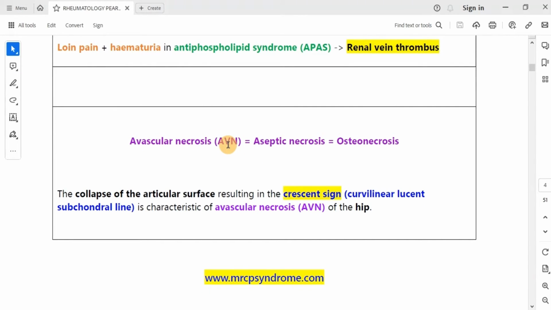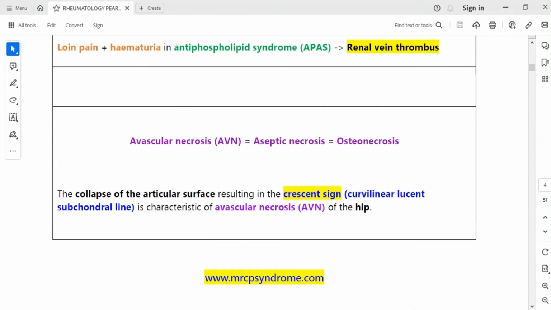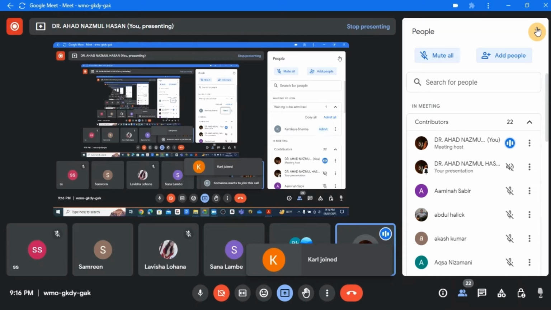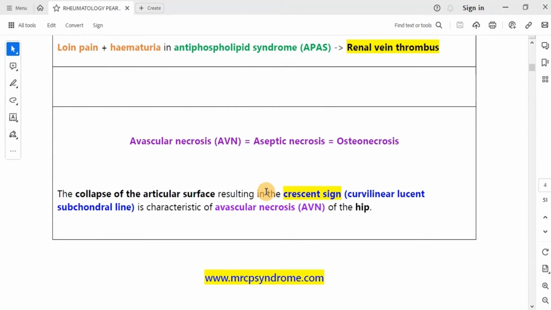So can you tell me the two commonest risk factors for AVN? Steroid and chemotherapy. Yeah, long-term use of steroid is the most common cause of AVN. And the second most common cause is the use of anti-cancer or anti-neoplastic drugs. So avascular necrosis is an aseptic necrosis. Remember, this is not septic or infective. This is a non-infective condition, also known as osteonecrosis.